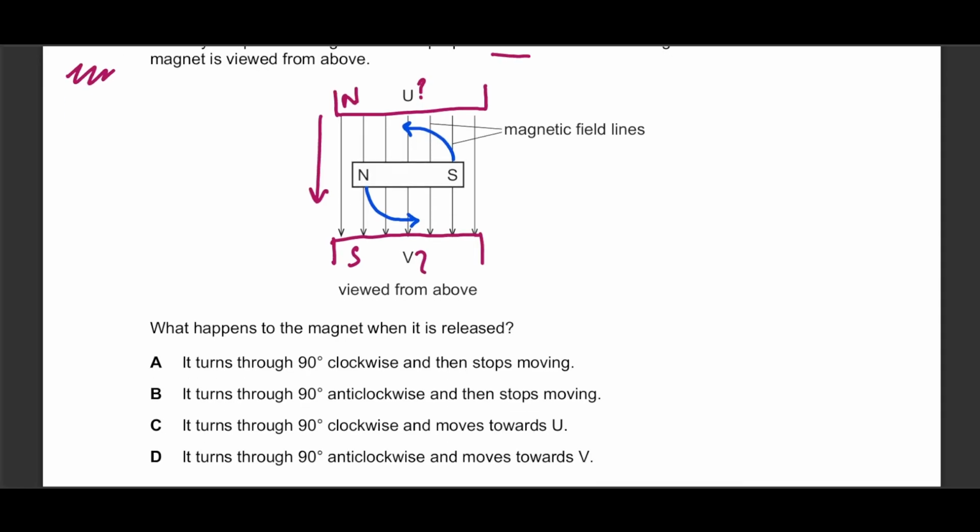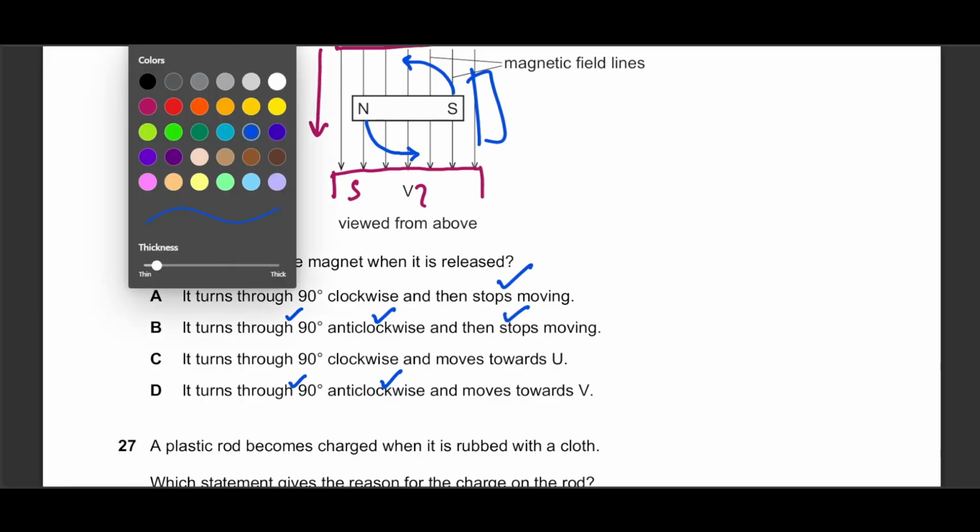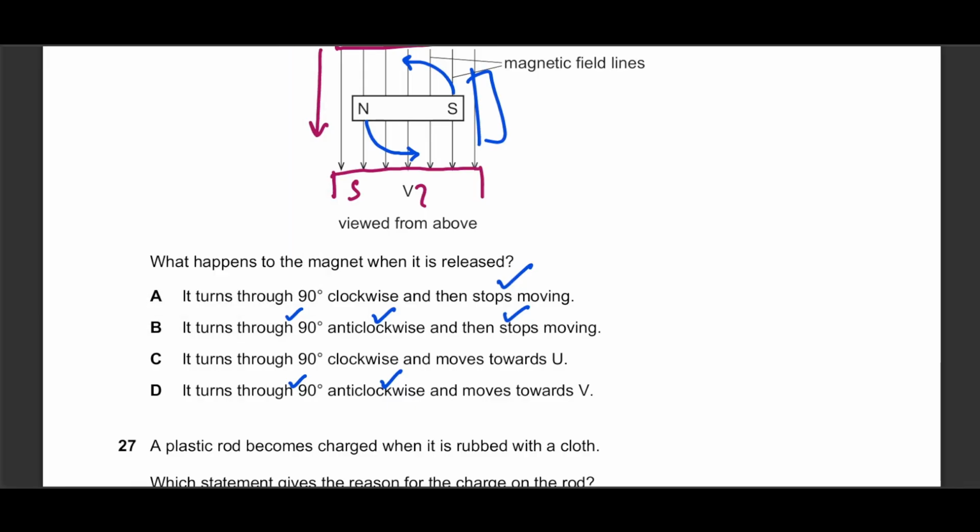Now this looks like an anti-clockwise rotation. It's supposed to be 90 degrees. Yes, that's true. And then it is supposed to stop moving. Once it is aligned in the magnetic field, there is no more disagreement between the magnetic fields, so it should stop moving. So the only option in which we can see that everything comes out true is option B.